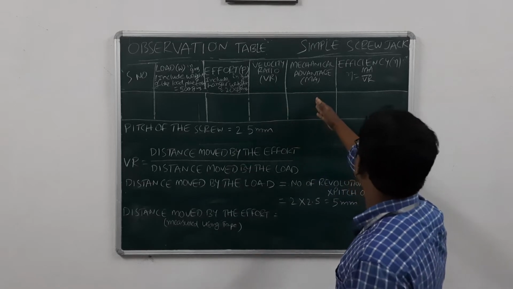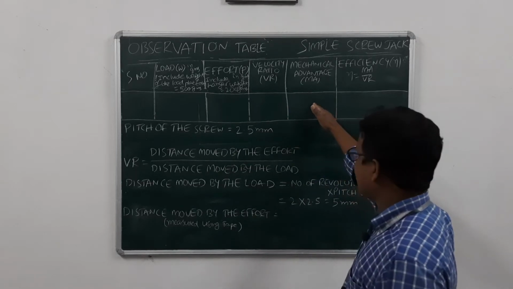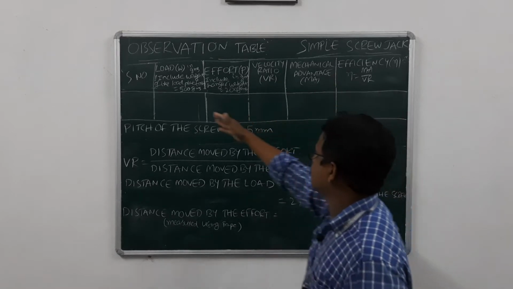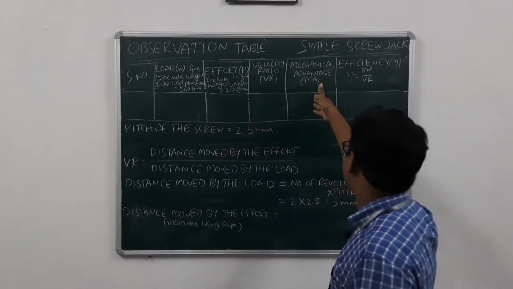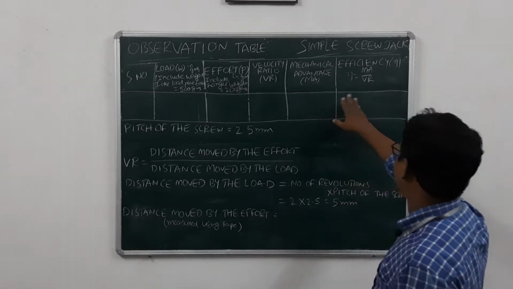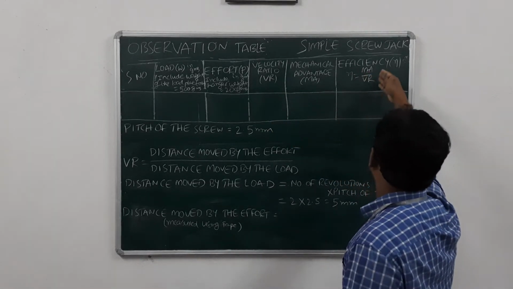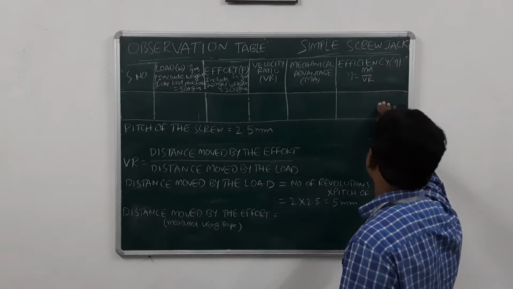Coming to the mechanical advantage, the formula is load by effort. Here is the load value, here is the effort value, just calculate and we get the mechanical advantage. After getting the mechanical advantage and velocity ratio, the efficiency formula is mechanical advantage by velocity ratio.